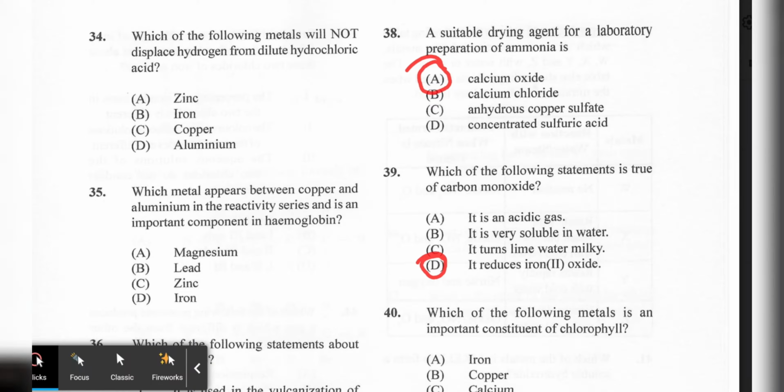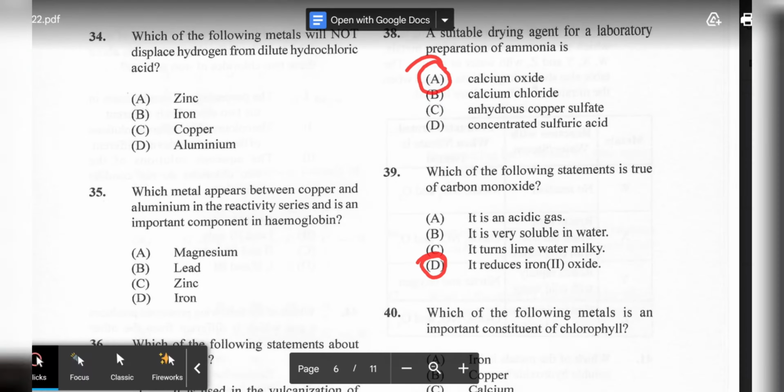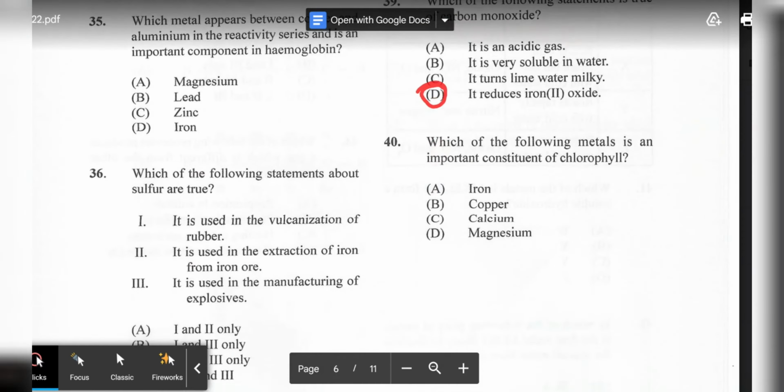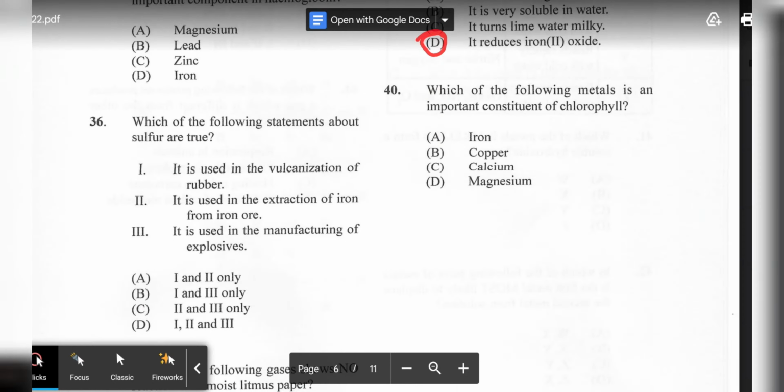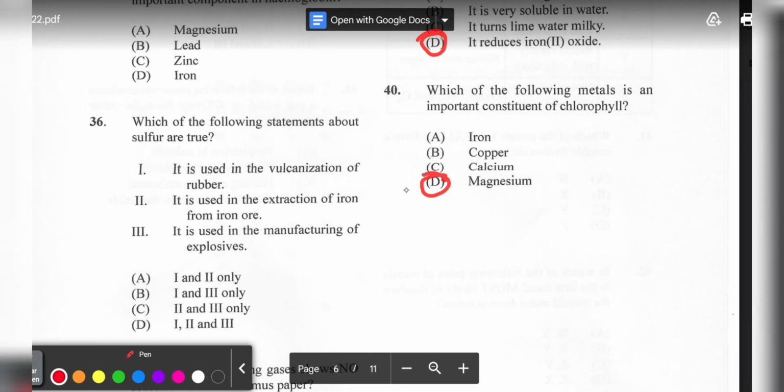All right, so we head on now. 40. Which of the following metals is an important constituent of chlorophyll? Magnesium. This is a memory thing. It's either you remember it or you don't. Believe me, magnesium is an important component of chlorophyll.